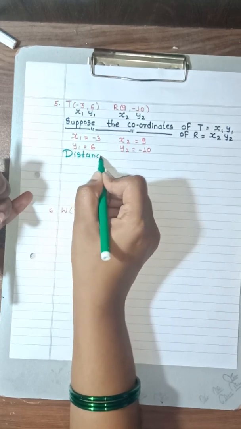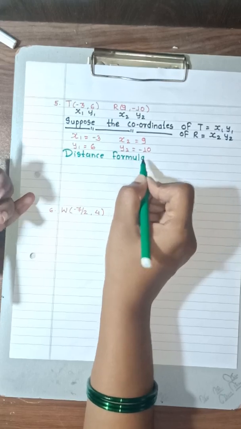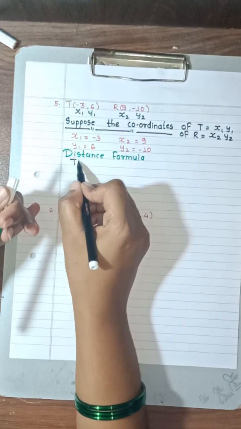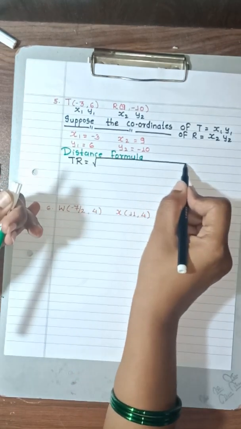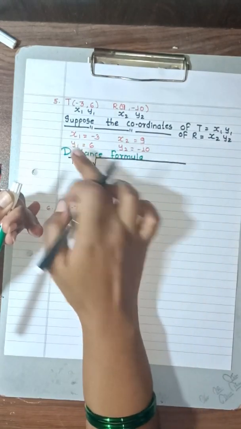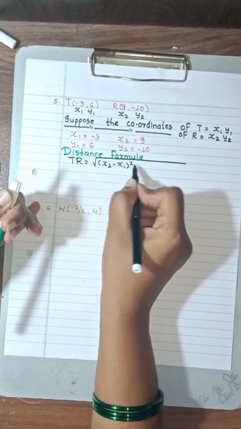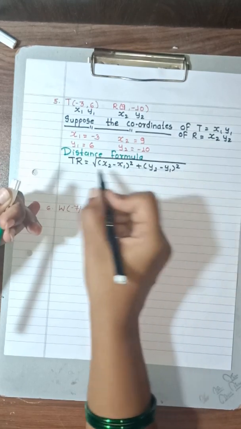Distance formula. Okay, so what is the distance formula? Now you have to find the distance. TR is equal to under root of, now you can see here x2 is greater than x1, therefore (x2 minus x1) bracket square plus (y2 minus y1) bracket square.